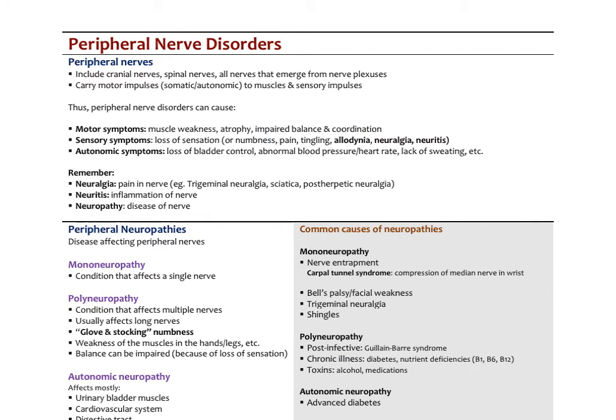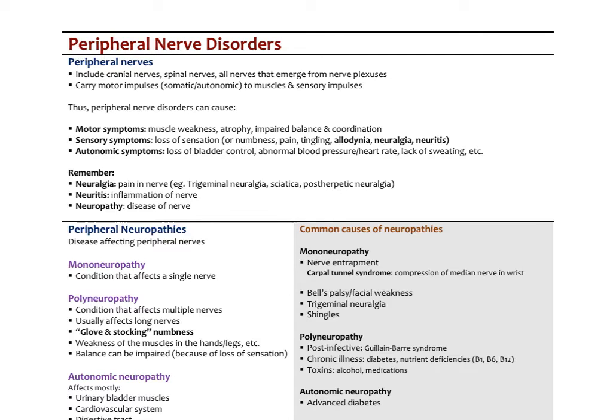So by definition, peripheral nerves include your cranial nerves, all the spinal nerves, and all the nerves that emerge from nerve plexuses, so everything outside the CNS. They carry both motor impulses, both somatic and autonomic, as well as sensory impulses. So they carry motor impulses out, sensory impulses in towards the CNS.